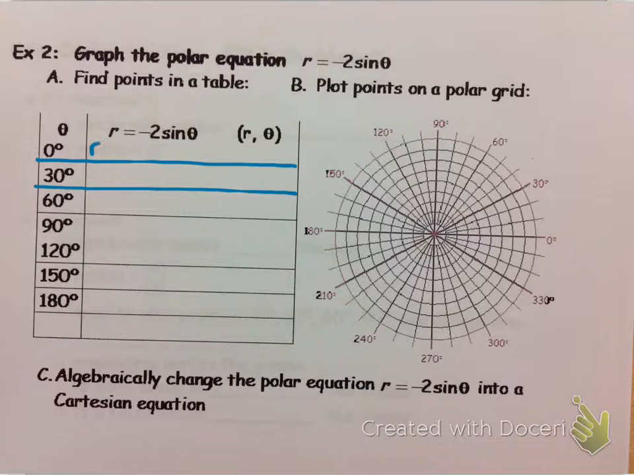And so r is going to be -2 times sine of 0 degrees, and sine of 0 degrees is 0. So that means I end up getting 0. And so my r value ended up being 0 when my angle was 0 degrees. So I'm going to put a point 0 units out towards 0 degrees. That's right on the pole.